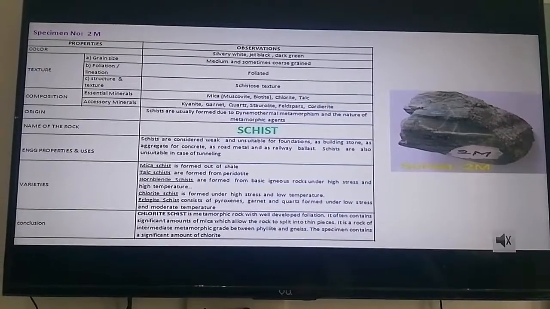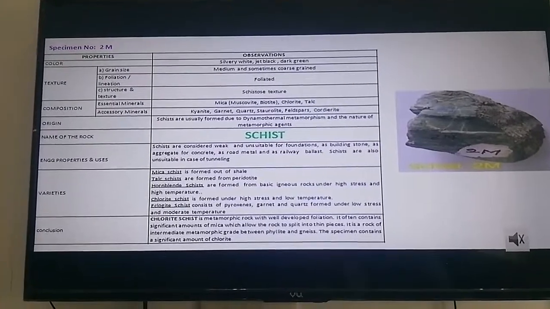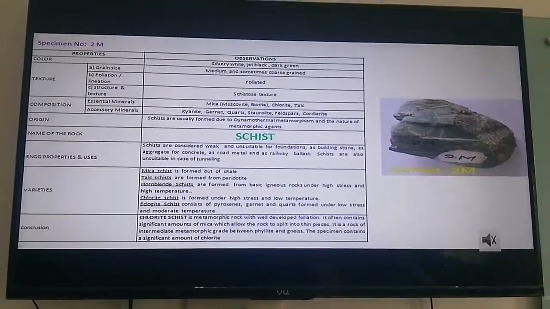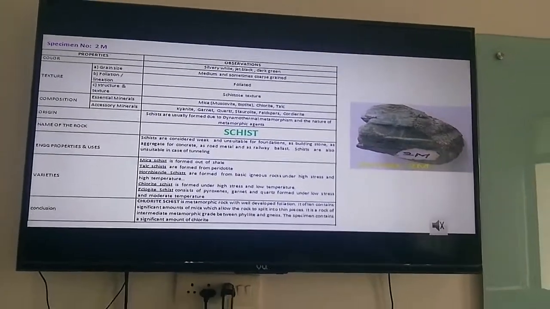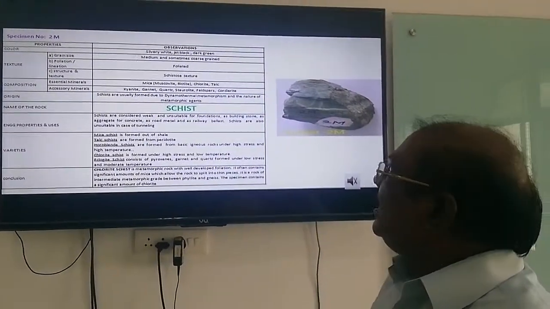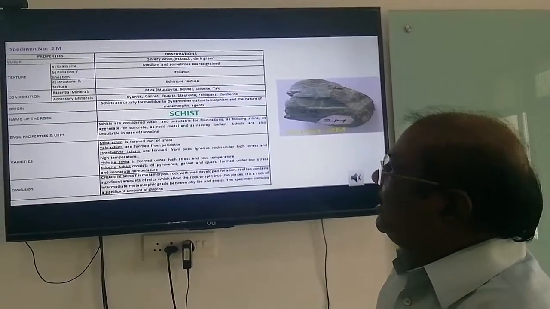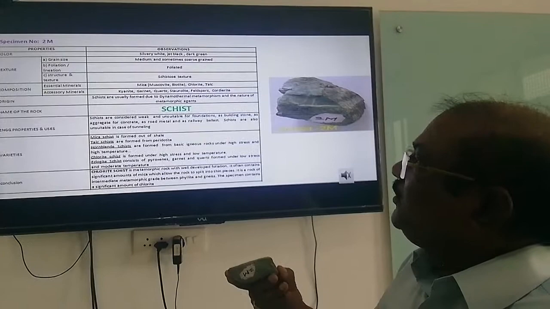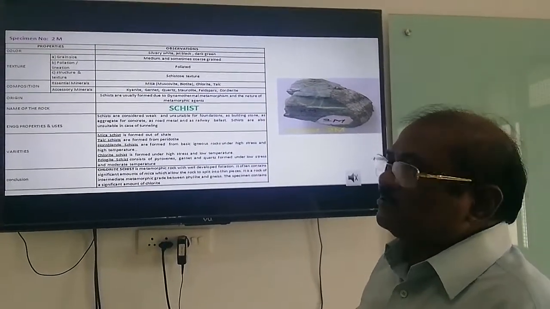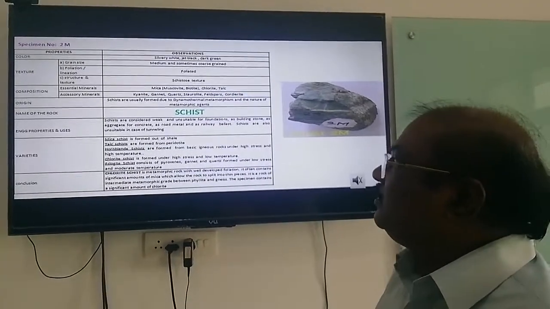Schists are considered very weak and unsuitable for foundation of dams or reservoirs. They can be considered as a building stone for small houses, and cannot be used as aggregate to make concrete, but can be used as a road metal to some extent. Schists are also unsuitable in case of tunneling.